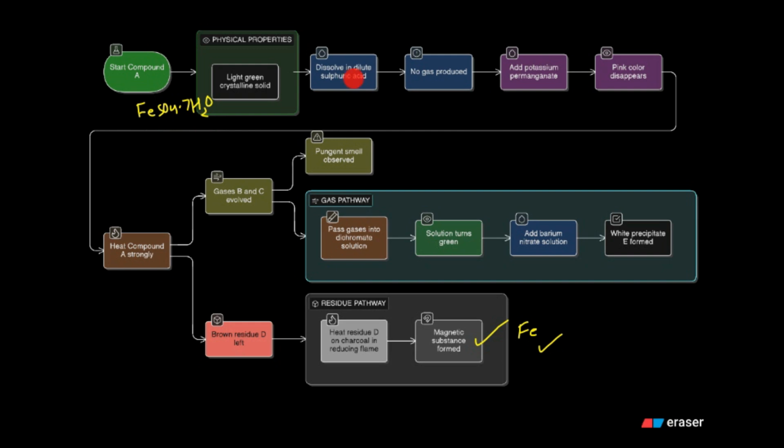Okay, to this particular solution, if you add a drop of potassium permanganate, this pink color of potassium permanganate disappears. This is something very important, right? So what can we conclude? This is a very famous reaction. You have this ferrous sulfate solution, and you have added sulfuric acid to it, which is H2SO4. Okay, and then you are adding KMnO4.